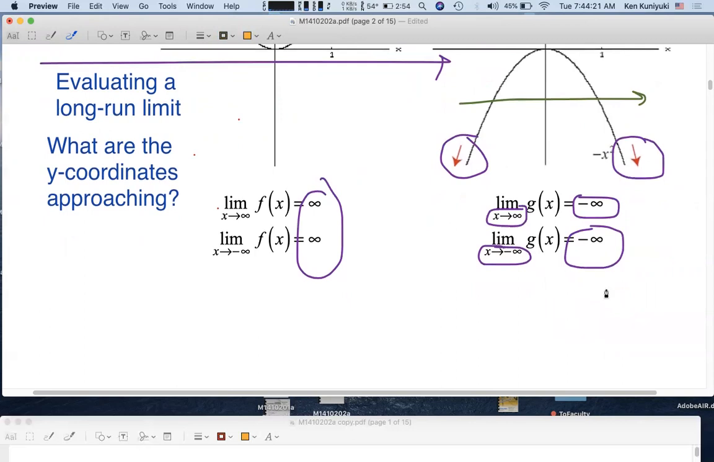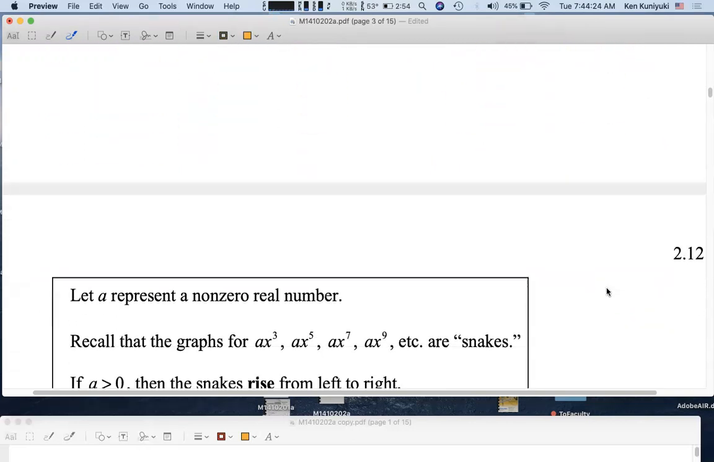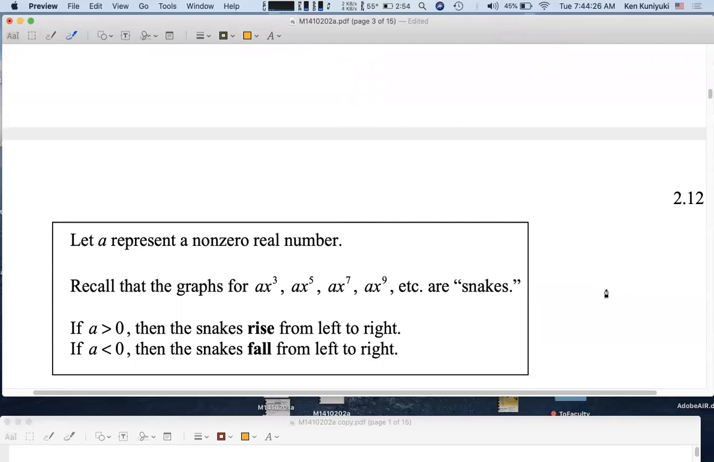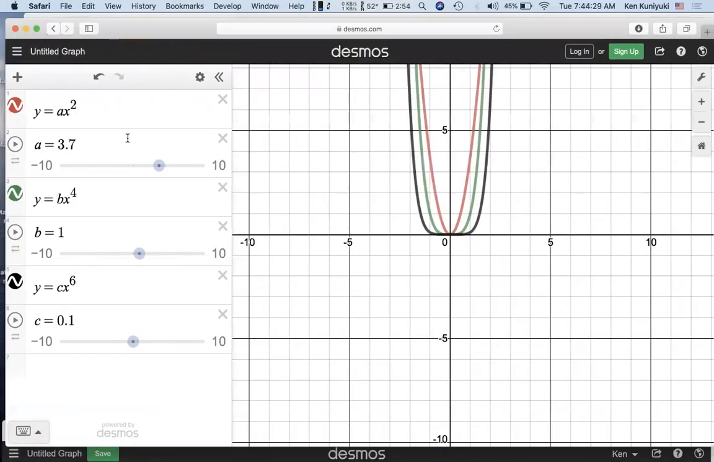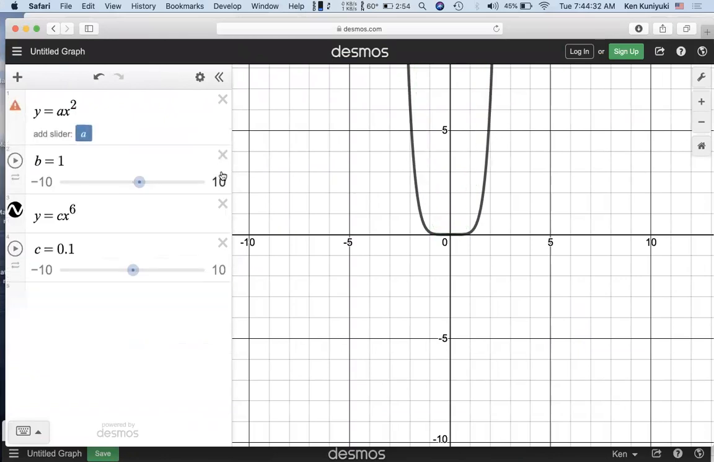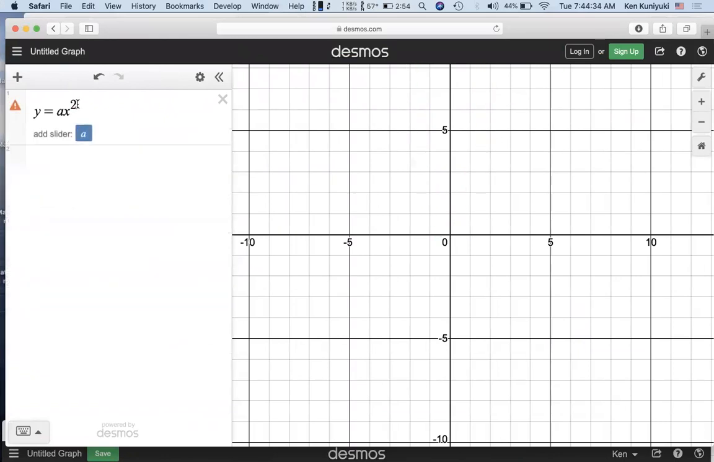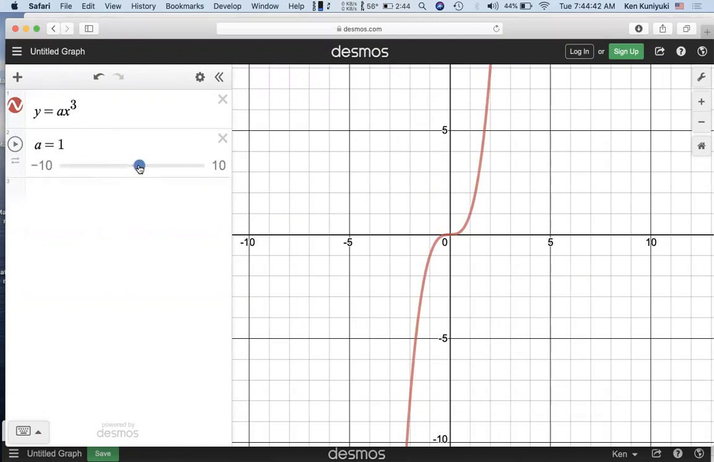Now, what about the graphs of y equals ax cubed and so forth? Let's take a look here. So y equals ax cubed. Okay, so that's going to be a snake here, right? If a is positive, we get a rising snake. If a is 0, that doesn't count. That's a flat line, y equals 0. If a is negative, we get a falling snake.